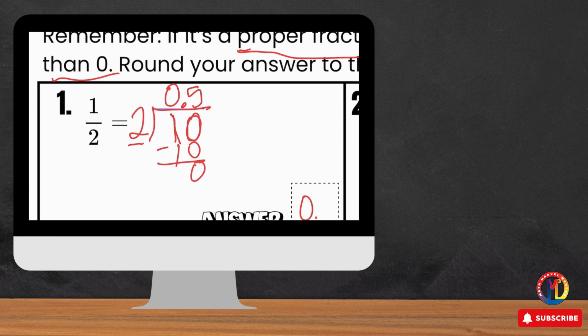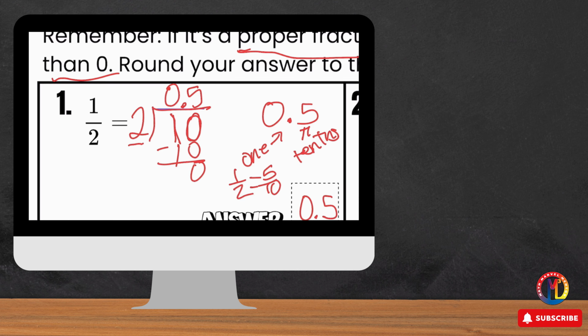Our answer for 1/2 is the decimal. The way you write it is 0.5. The way you say it is 5/10. This is the ones place value, right? And then this is the tenths place value. So there are 5/10. And if we simplified that fraction, it's 1/2. So 1/2 is the same as 5/10 as a decimal.